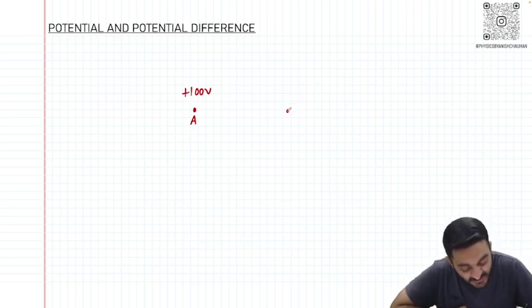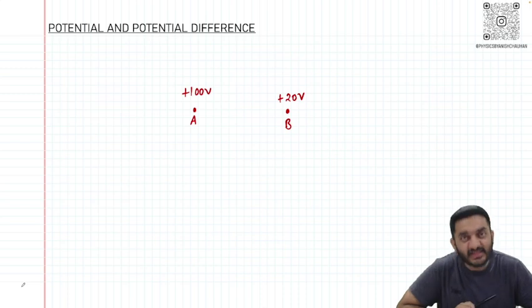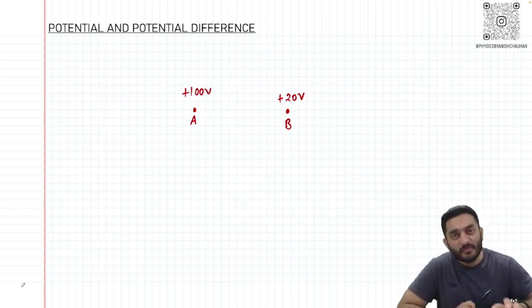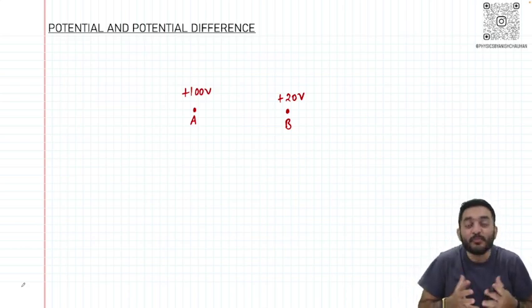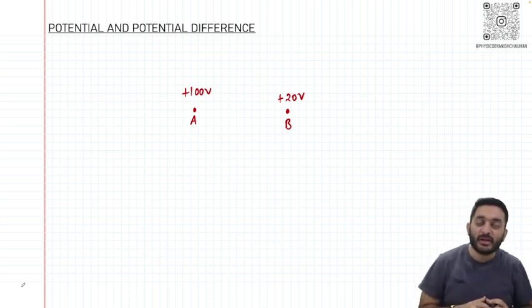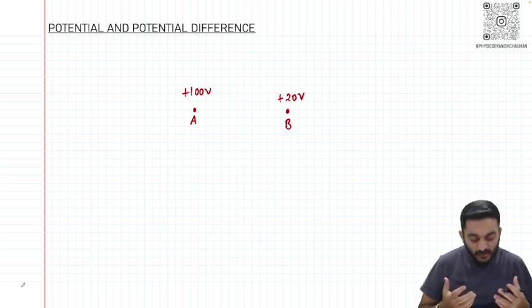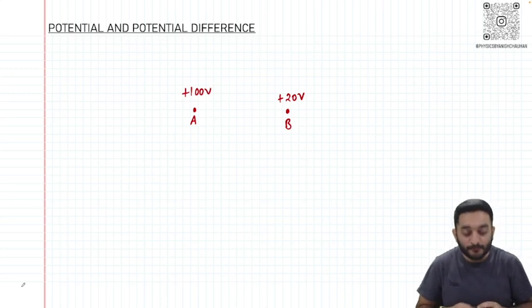Similarly, if someone says at point B you have some plus 20 volt, why do we say that the voltage at point B is 20? Because in this case also you can consider that you are bringing some charge from infinity to this point B, and that is the reason the voltage at point B is 20. So this is my potential. My potential at A is 100, my potential at B is 20, which can also be known as my voltage at point A is 100 and my voltage at point B is 20.